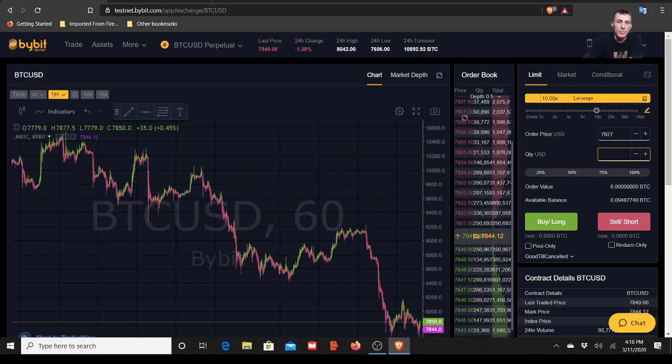You're basically borrowing money from the exchange, for the exchange to cover any of their losses when you are going short or going long. Obviously, if we're going long, we think Bitcoin's going to go up. If we're going short, obviously we think it's going to go down.